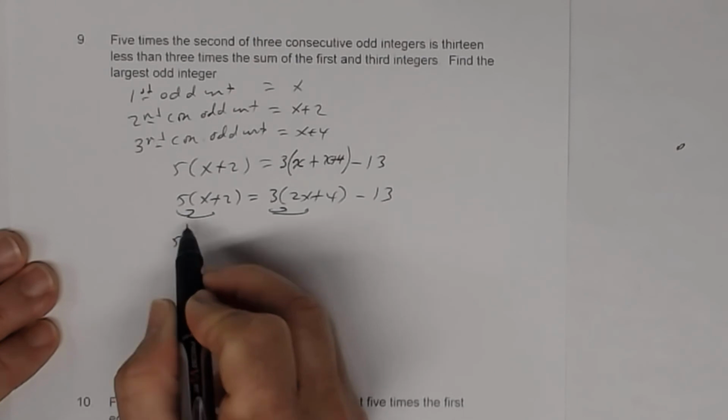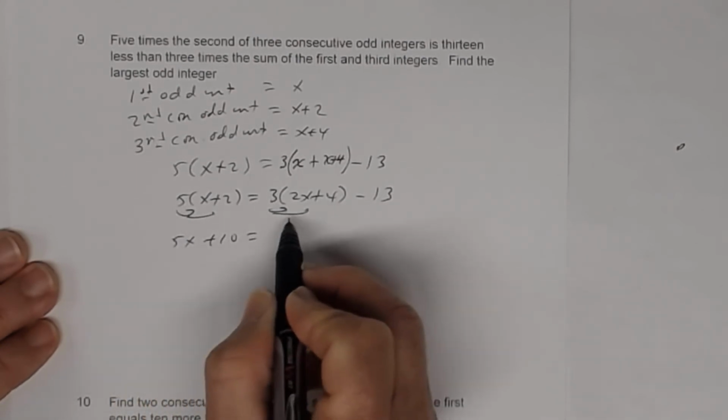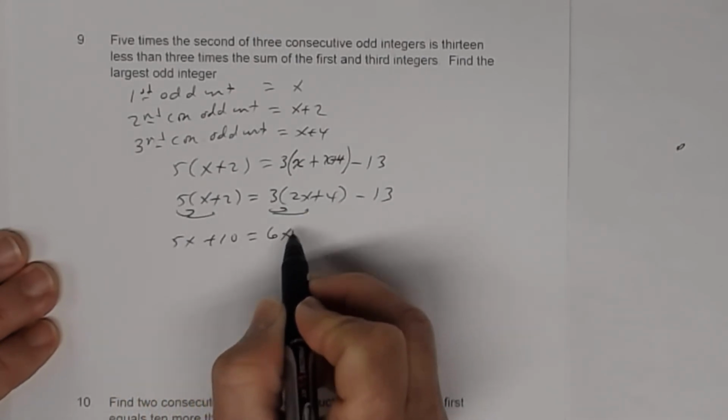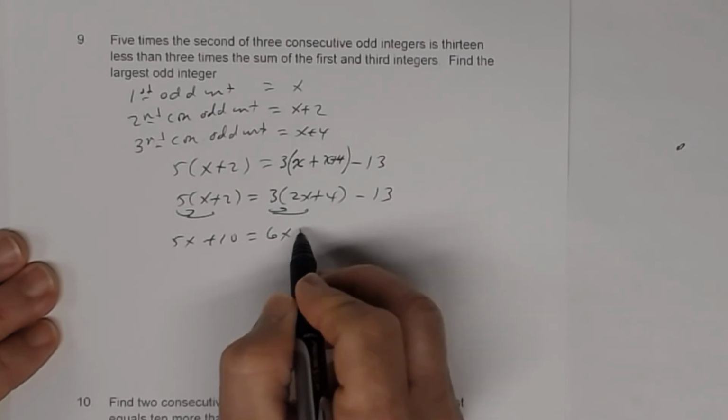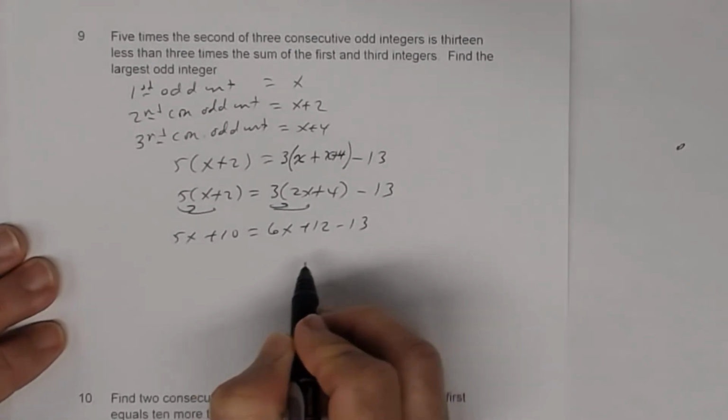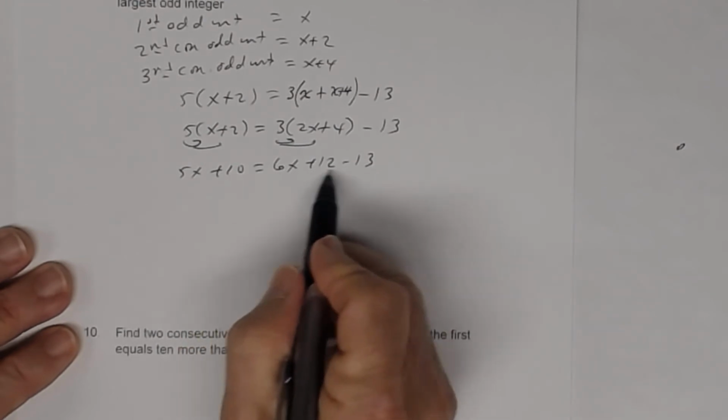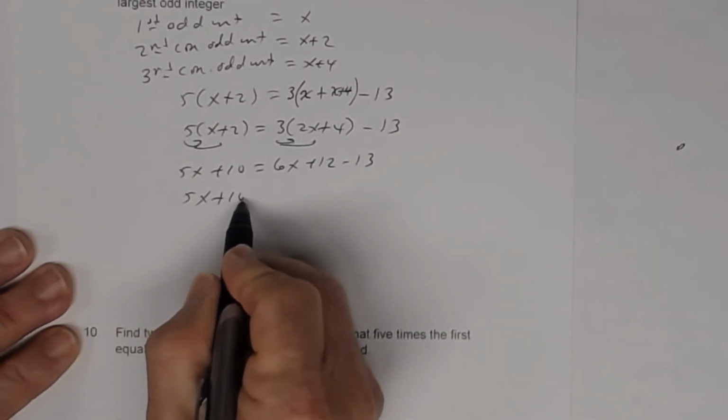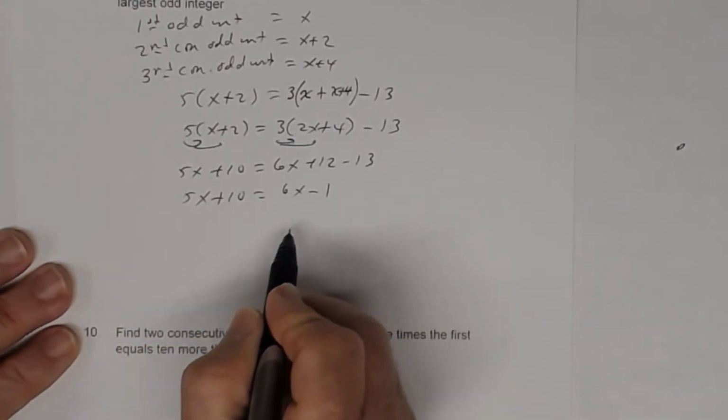Now let's go ahead and distribute. 5 times x is 5x, 5 times 2 is 10, equals 3 times 2x is 6x, 3 times 4 is 12, minus 13. Combining like terms over here, I get 5x plus 10 equals 6x minus 1.